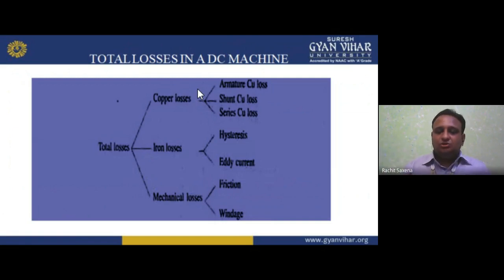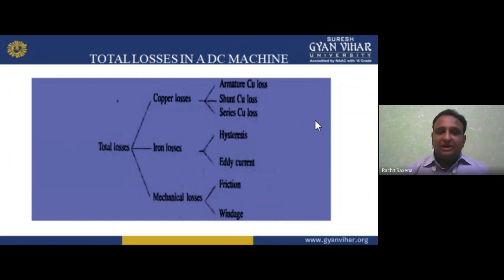So that is why it is written here: the armature has copper loss, and we also have field copper loss because we have winding in the field also. In the field we have two types, shunt and series, so series copper loss and shunt copper loss. I hope you understand. Then we have the iron losses, which we also call magnetic losses and core losses.